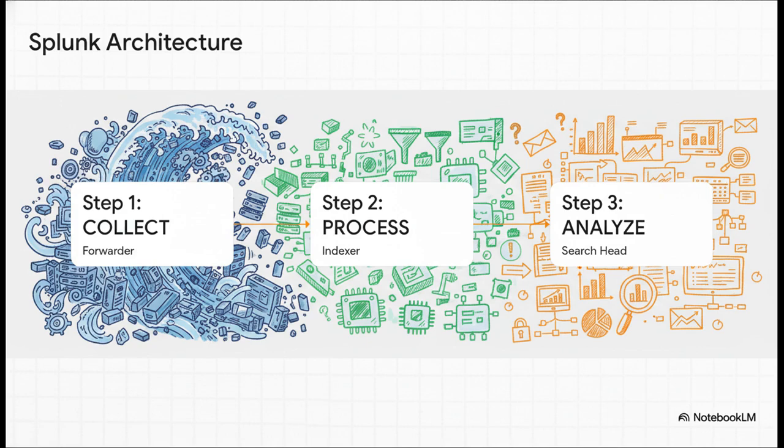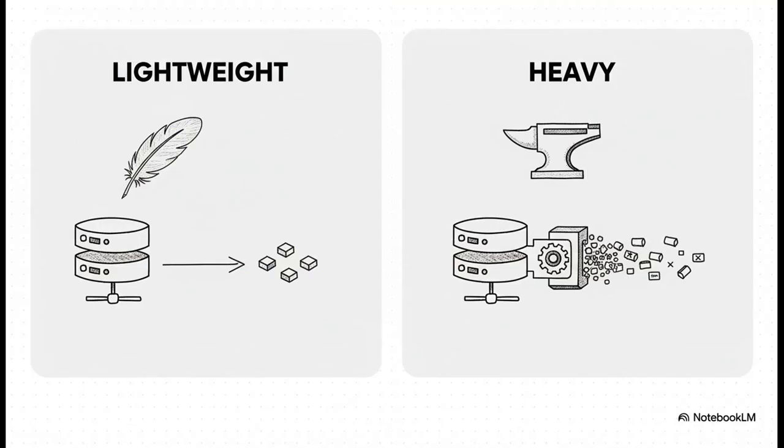Let's dig into that first step, collection. So, that collection part is handled by things called forwarders. They're just little agents that you install on your servers and devices. You've got two flavors. The lightweight universal forwarders, which basically just grab the data and send it on its way, and then the more powerful heavy forwarders, which can actually filter or parse the data before it even leaves the source machine.